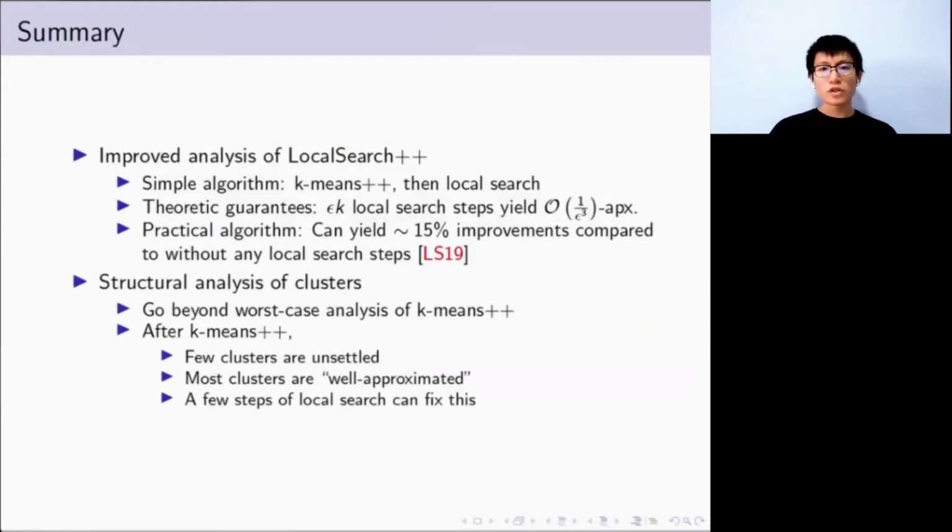For example, we go beyond the worst case analysis of k-means plus plus, which tells us that there are instances which cause k-means plus plus to be omega log k approximate. The key insight is that most of the costs actually belong to a handful of badly approximated clusters. So just running a few local search steps will actually fix the situation.